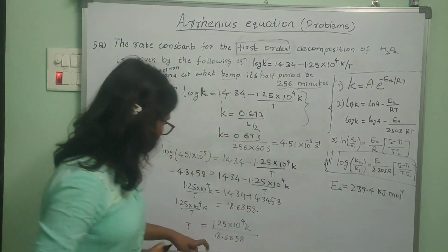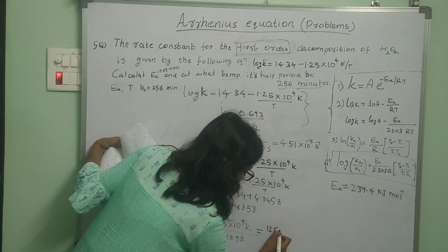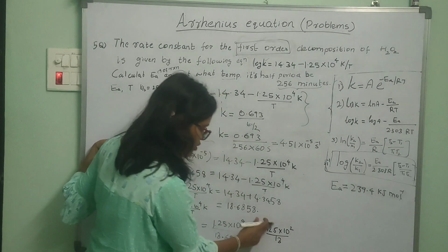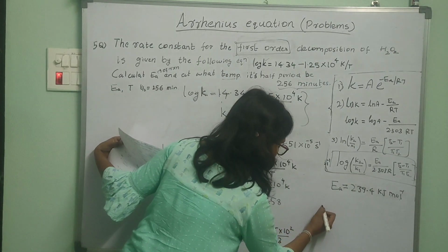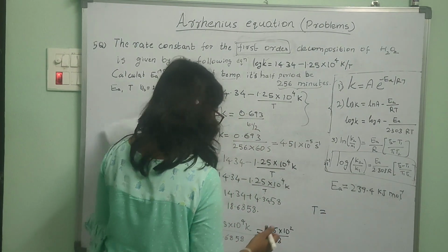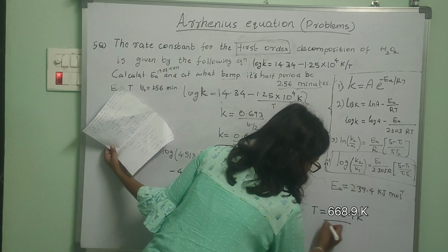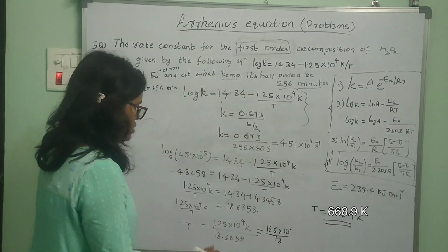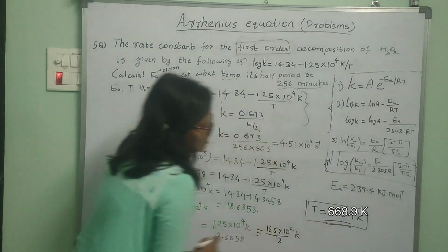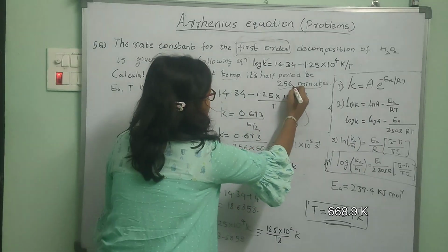So this would be some 125 into 10 square by 18. You can also do this. You'll get roughly the same answer. It would be T is equal to 668. I got 668.9 Kelvin. So this Kelvin is already there. So this is the temperature at which the half-life of the reaction becomes 256 minutes.